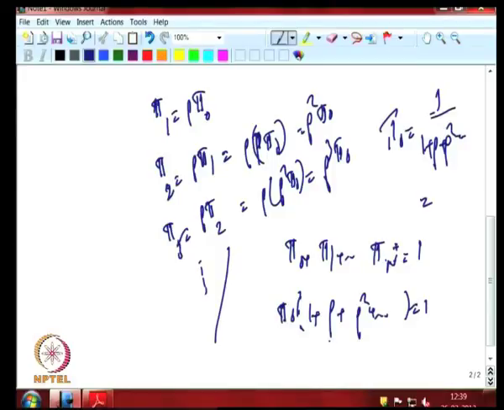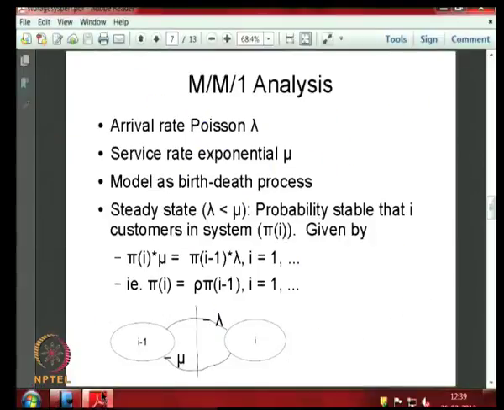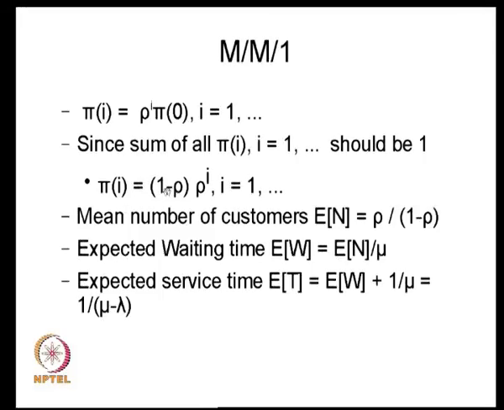Did I make a mistake? Pi 0 times 1 plus rho, okay, yeah. So what is 1 plus rho plus rho square etc.? It is going to be equal to 1 by 1 minus rho, right. So pi 0 is going to be 1 minus rho, okay. That is basically what you get, and therefore pi 0 is 1 minus rho, okay. So pi of i is equal to 1 minus rho times rho to the power of i, okay.